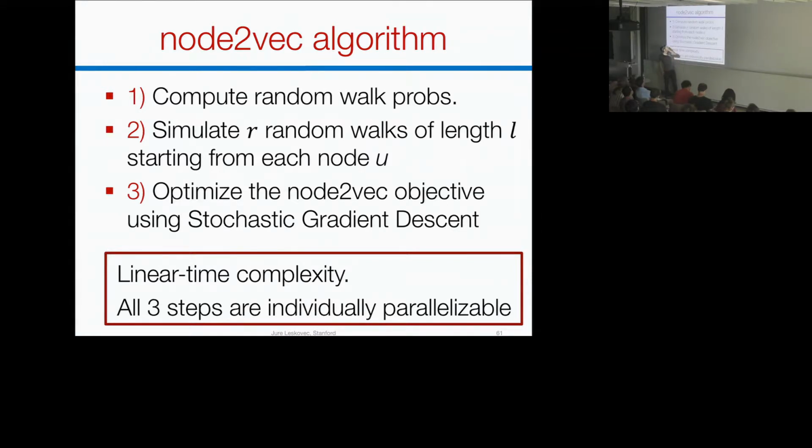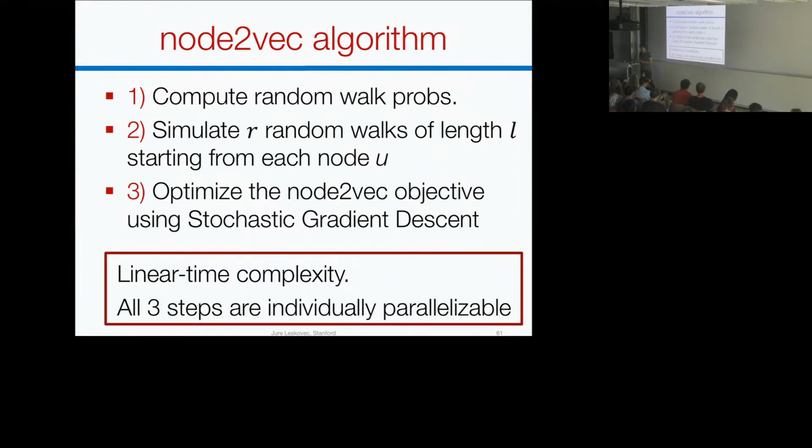So this means that for every node U, I will have little r different neighborhoods, and each one will be of size L by running this, really simulating the walk. And now that I have this node and the neighborhood, I will optimize the objective function I showed you using, let's say, stochastic gradient descent. And what is nice about this algorithm is that many of these steps can be parallelized, so we can do these things in parallel very fast.